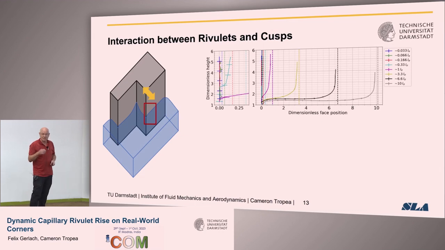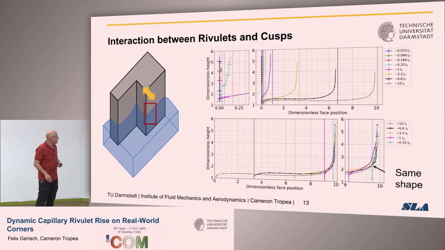Okay, so this is now looking from the cusp point of view. So the cusp is always at 0 in that case. This is the other way around. This is looking at the rivulet. So here the cusp is here, and the rivulet is way over here. And now you have smaller and smaller distances between the cusp and the rivulet.